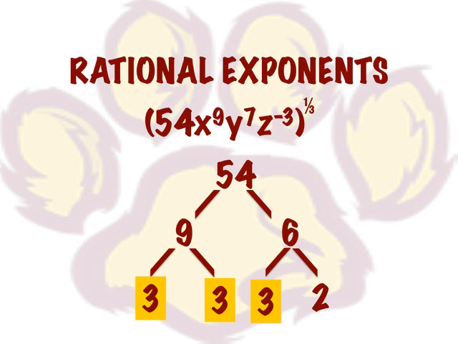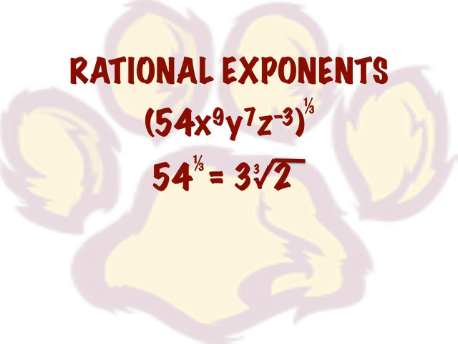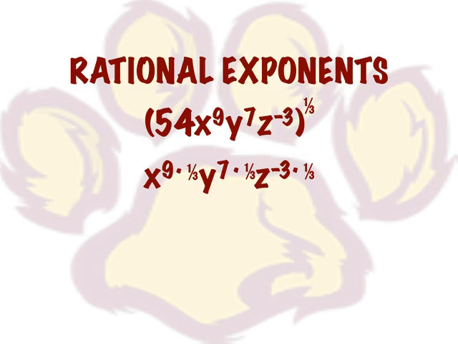In this case, we're taking the 1/3 power, or we're taking the cube root. In order to do that, we need to have 3 of a kind, and one of those 3 is able to factor out. In this case, we have 3 3s. So that means our 54 becomes 3 times the cube root of 2. Now we need to work with our variables. So, like we did before, we will distribute the 1/3 to each variable.